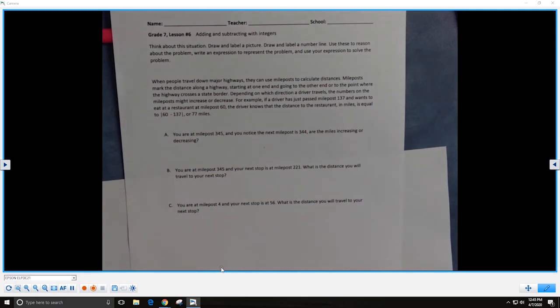Question A. You are at milepost 345 and you notice the next milepost is 344. Are the miles increasing or decreasing? Question B. You are at milepost 345 and your next stop is at milepost 221. What is the distance you will travel to your next stop? Question C. You are at milepost 4 and your next stop is at 56. What is the distance you will travel to your next stop?